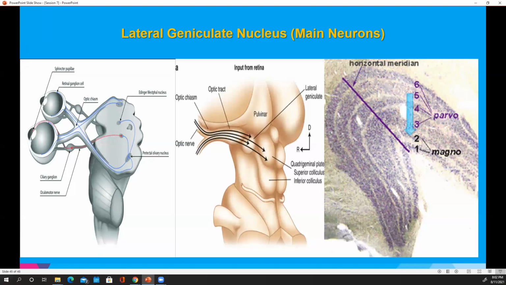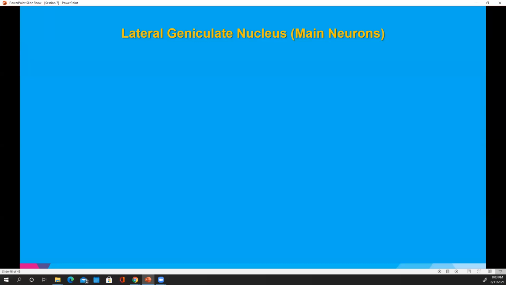Perfect. One more. And this is the blue, the dark layer of 2. Yep. So this is an M-type ganglion cell, this parasol cell, as you were mentioning, coming from the ipsilateral eye, responsible for fast motion. You got it. And so parasol cell, ganglion cell, fast motion. Perfect. Okay.